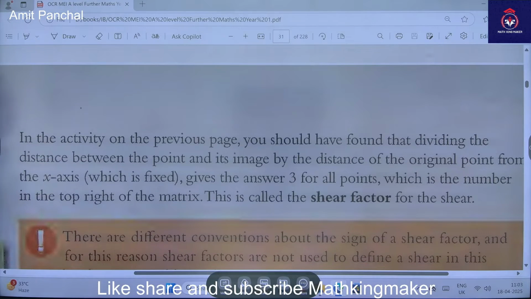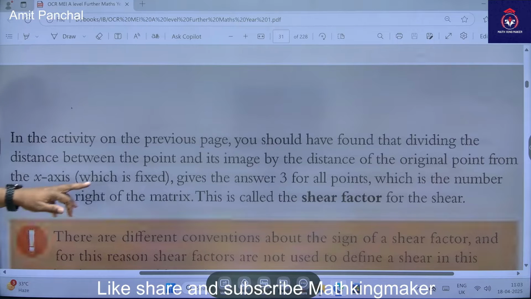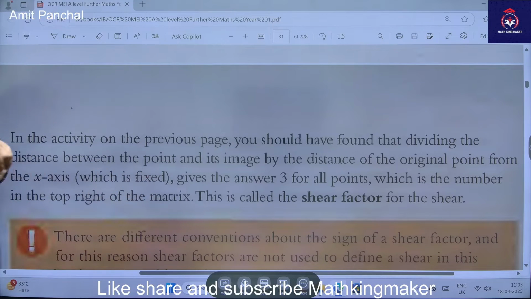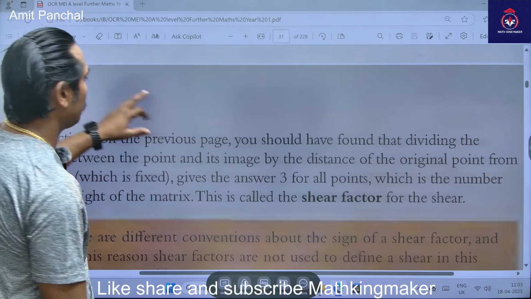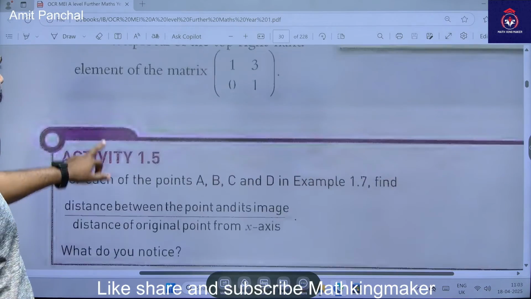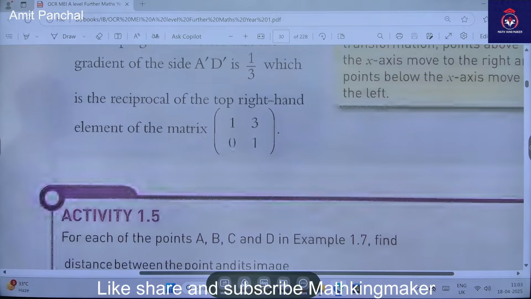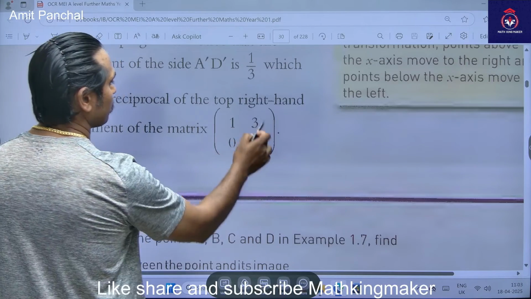So in the activity on the previous page, you should have found that dividing the distance between the point and its image by the distance of the original point from the x-axis, which is fixed, gives the answer 3 for all points. It is fixed at 3 for all points, which is the number in the top right of the matrix. This is called the shear factor, and you can easily recognize it. That was the number written here, 3. Got it? Yes, sir. So this 3 has so many significances.